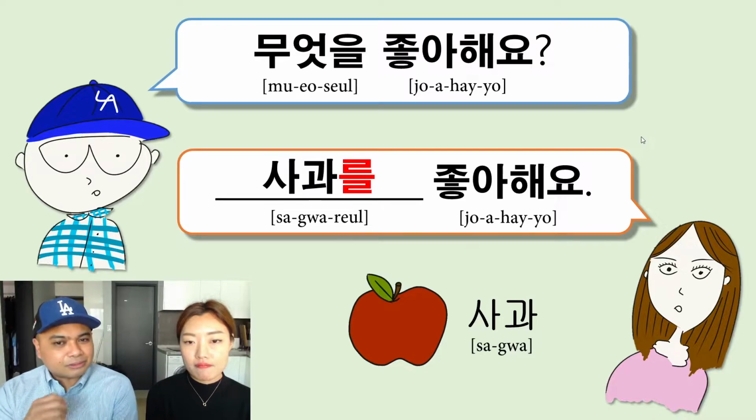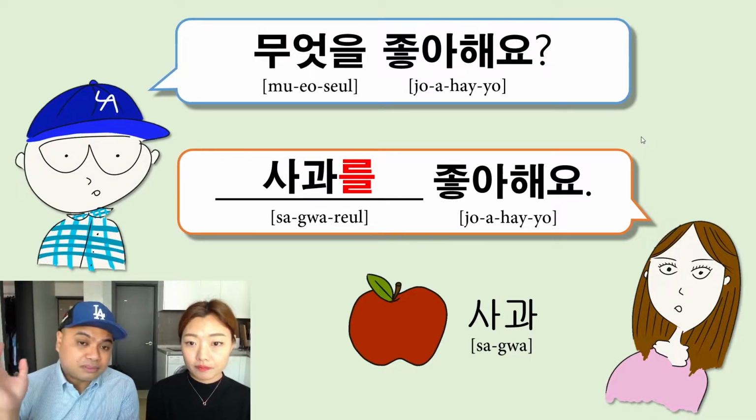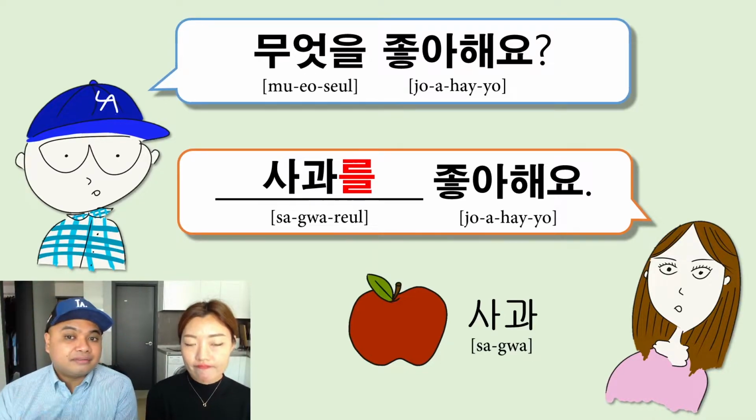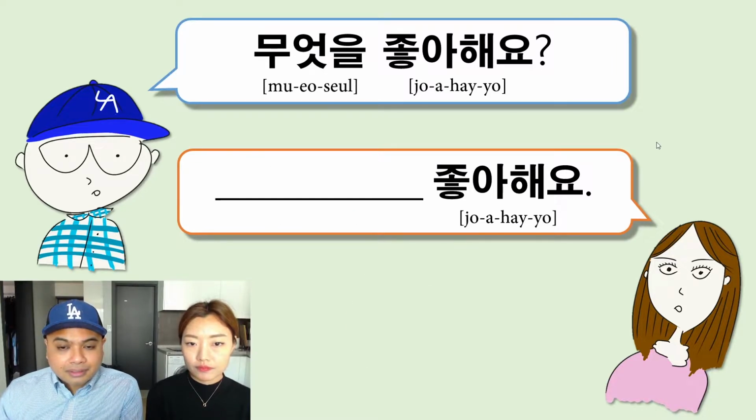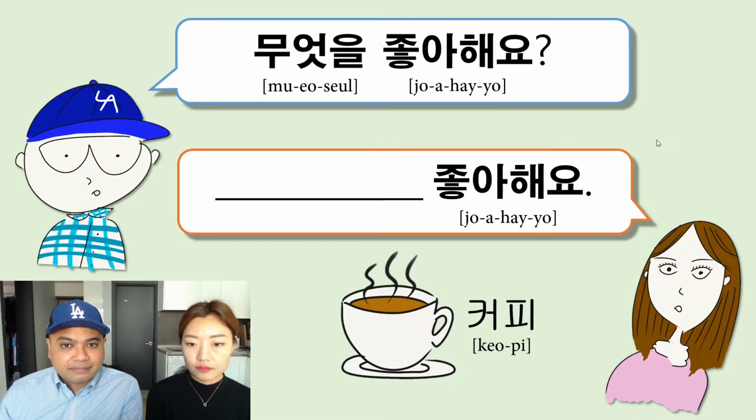Let's keep going. This is quite easy, right? You just put the object first and then 좋아해요. I like this, I like that, I like this, right? And then you just got to put the object, okay? Next we have coffee. So I'm asking Donna, 무엇을 좋아해요?